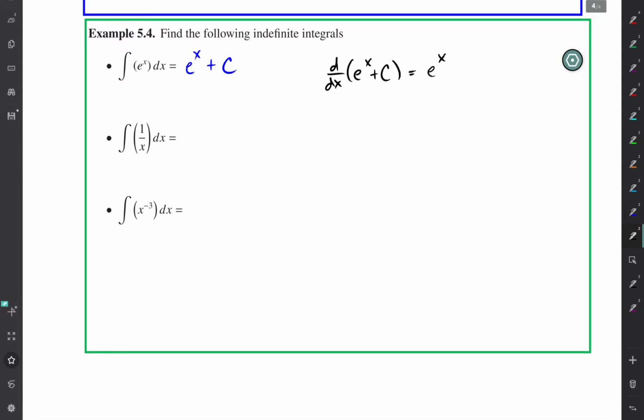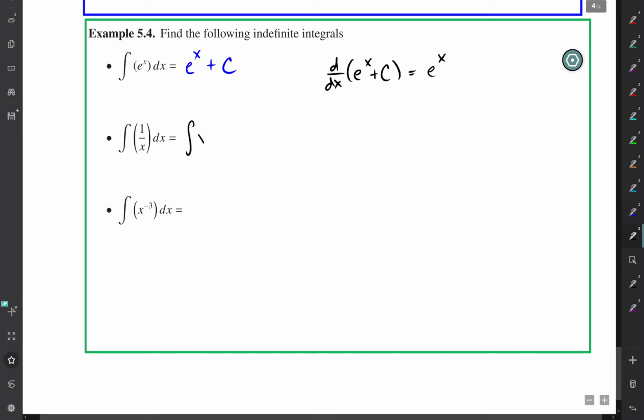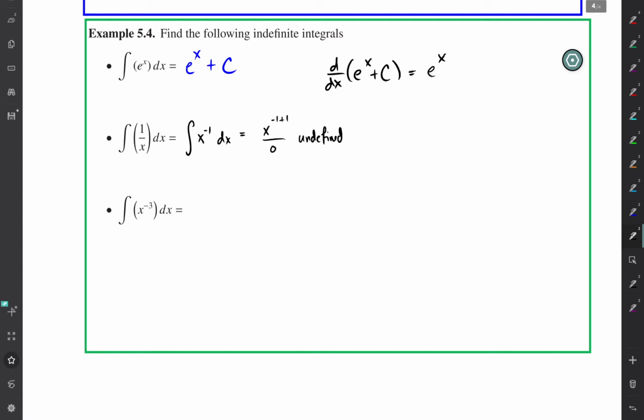And now the integral of 1 over x is equal to, and you're going to see that, I guess I could write that as x to the minus 1 dx. And if I followed the rule here, I would get x to the minus 1 plus 1 is 0 divided by 0, and that's undefined. And so this is really weird. This is the one time where the power rule doesn't work, adding 1 to the exponent and then dividing by the exponent.